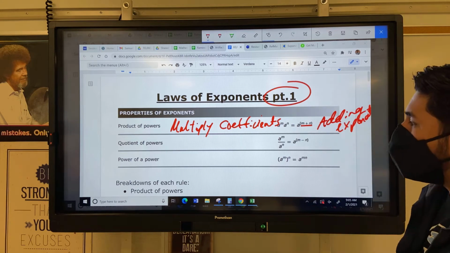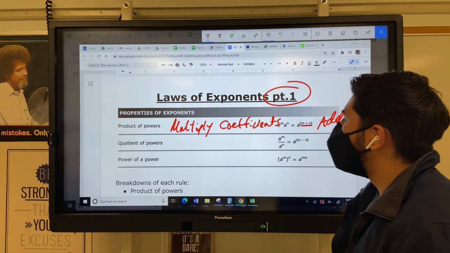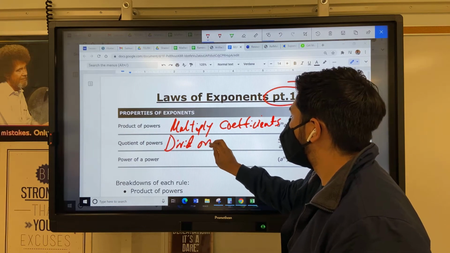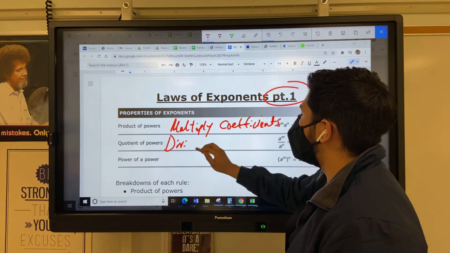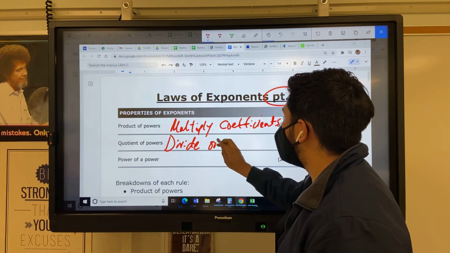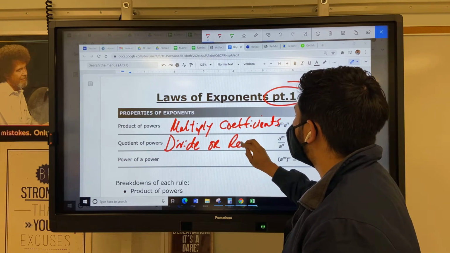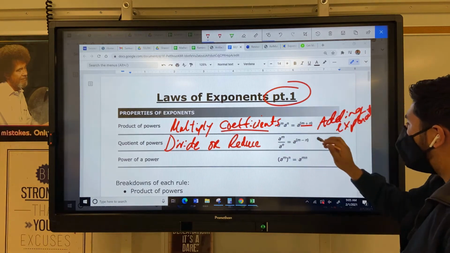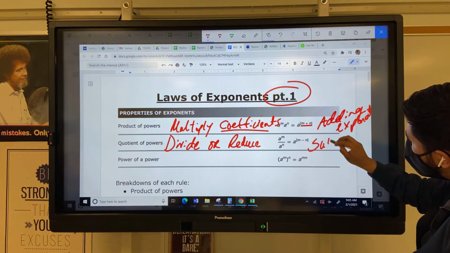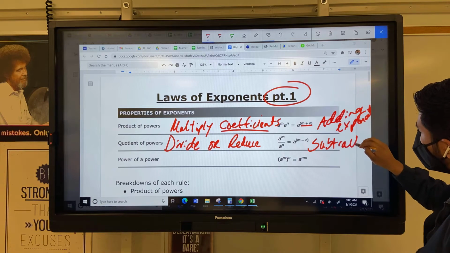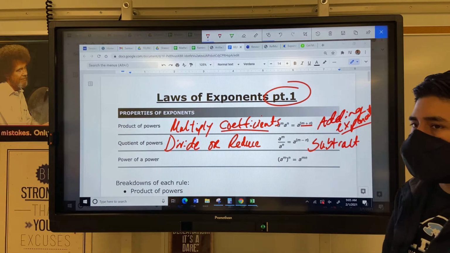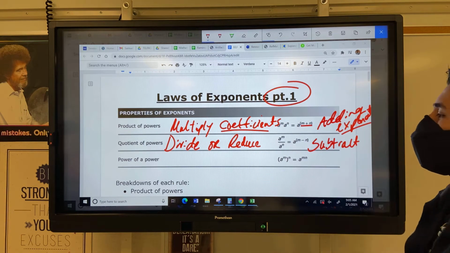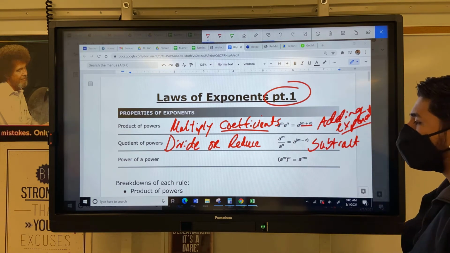Terrible handwriting, I'm sorry. Quotient of powers, we're going to divide or reduce the coefficients, and then we're going to subtract the exponents. Oh man, I'm writing terribly. That's how you know I'm super tired today. I have the breakdowns for each rule further down, so if you don't want to write this, that's okay.